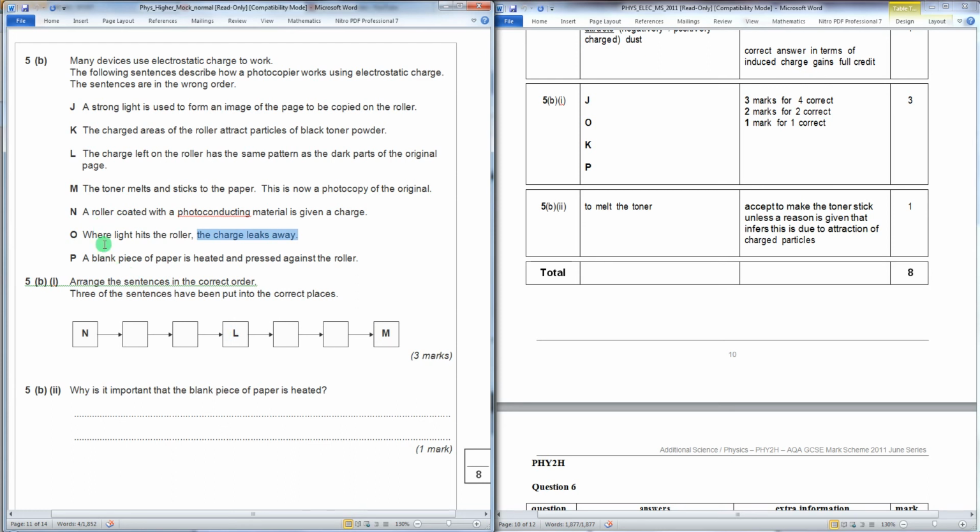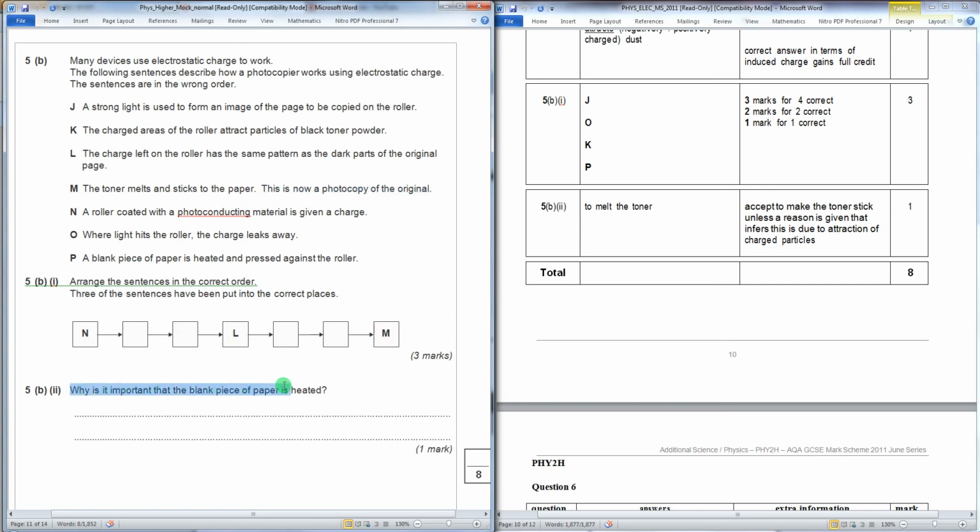After L then, the charged areas of the roller attract particles of black toner powder. So we've got some areas of the roller still charged, and the toner powder gets attracted to that. And then P: a blank piece of paper is heated and pressed against the roller. Well, that's the last stage, and that leads to the toner melting because the paper is hot and sticking to the paper, and so now we have the photocopy. I mean, you should learn it anyway, but even if you haven't learnt it, you should be able to work out that sequence.